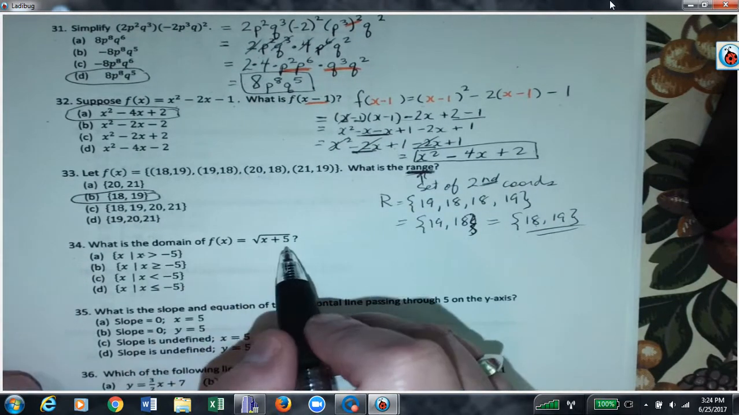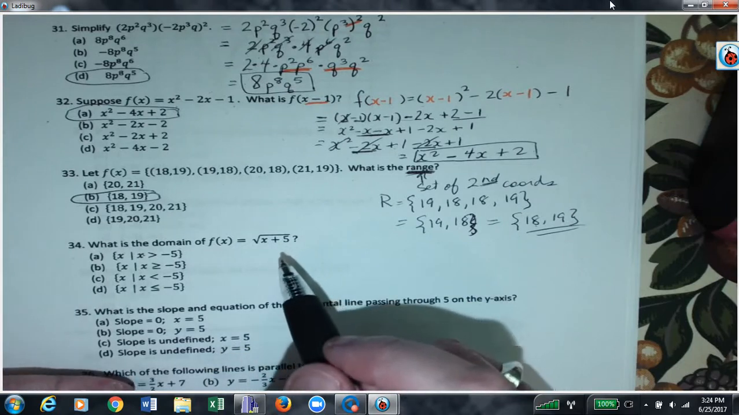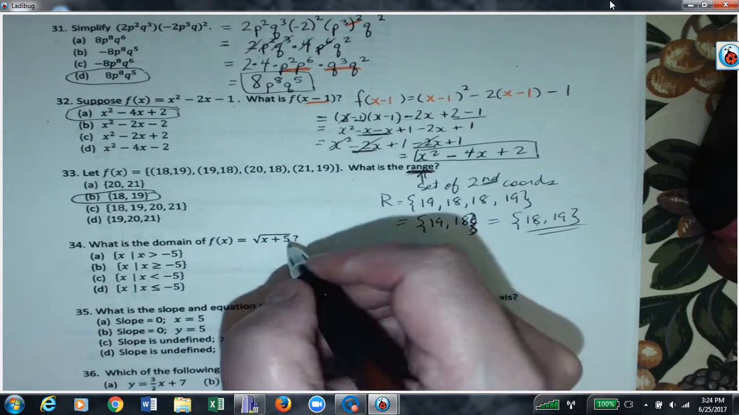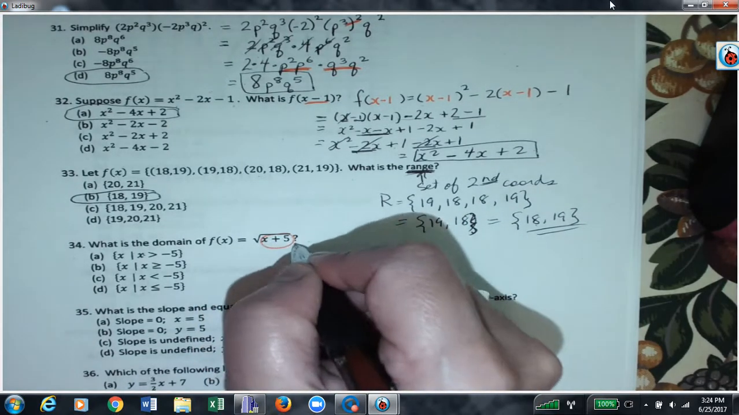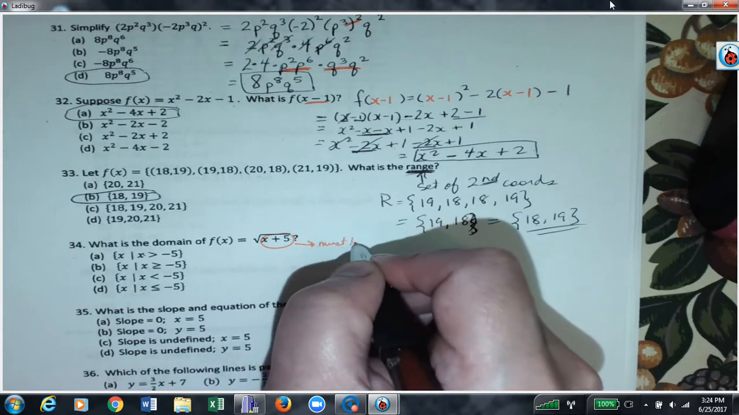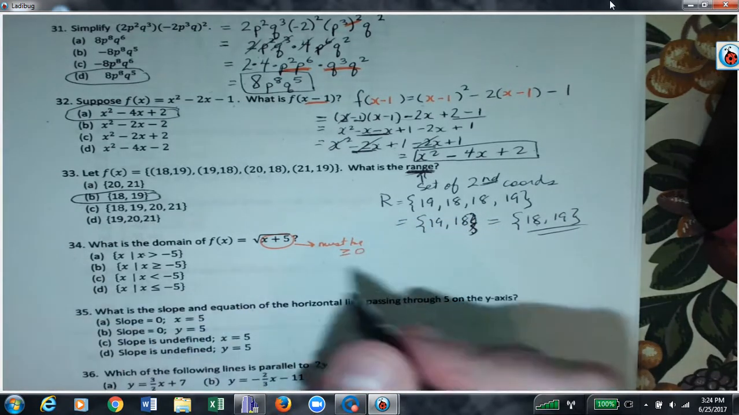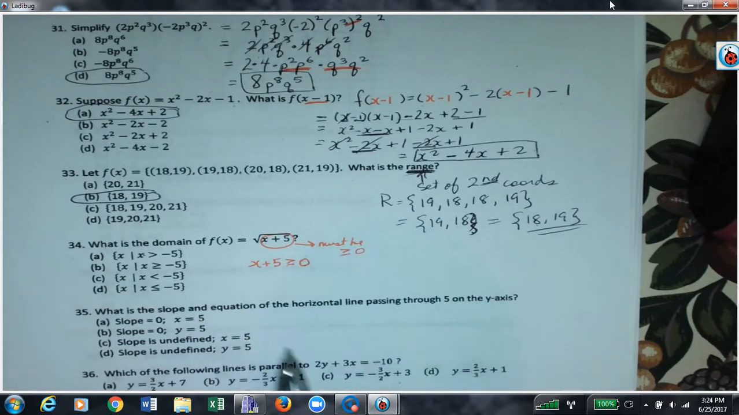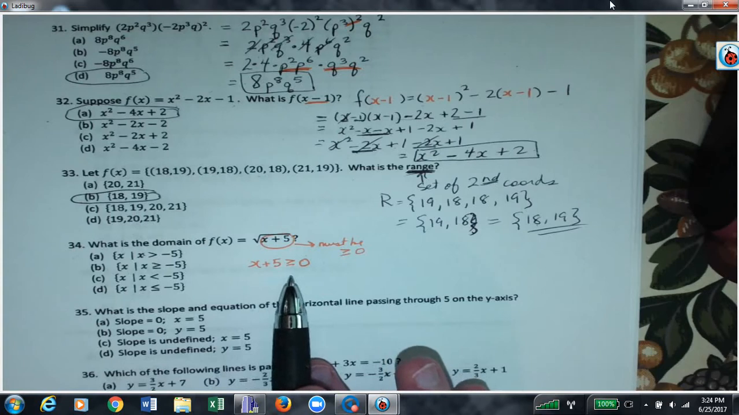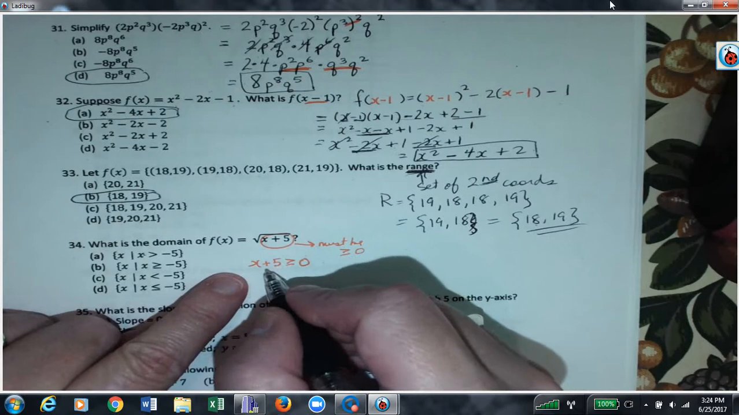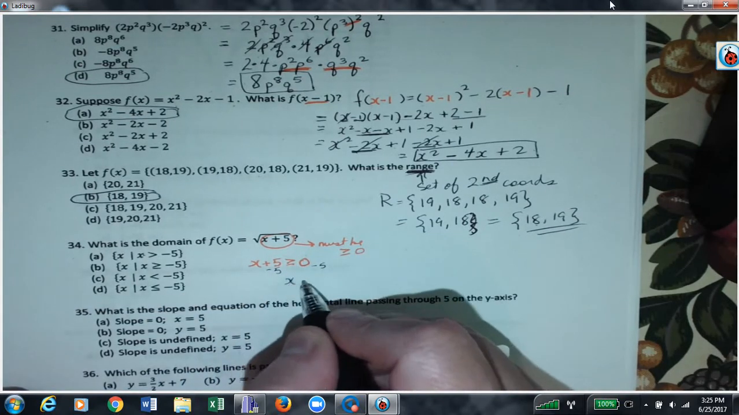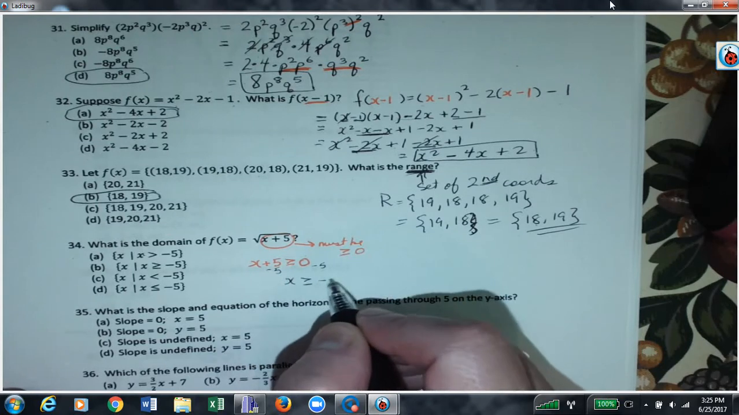What is the domain of this? You cannot have the square root of something negative. So whatever is inside here has to be greater than or equal to 0. So the formula I have is x plus 5 is greater than or equal to 0. But I have to say what x is allowed to be. If I subtract 5 from both sides, and subtracting does not change the direction of the arrow, I have x is greater than or equal to negative 5.